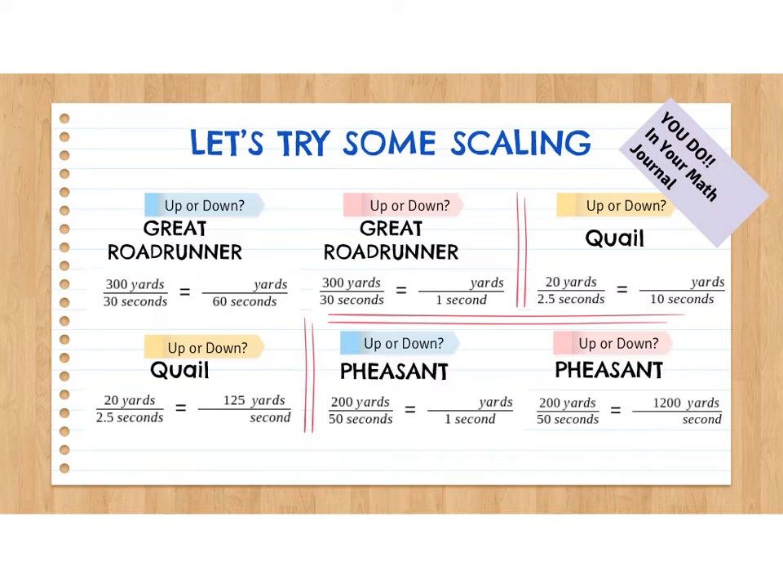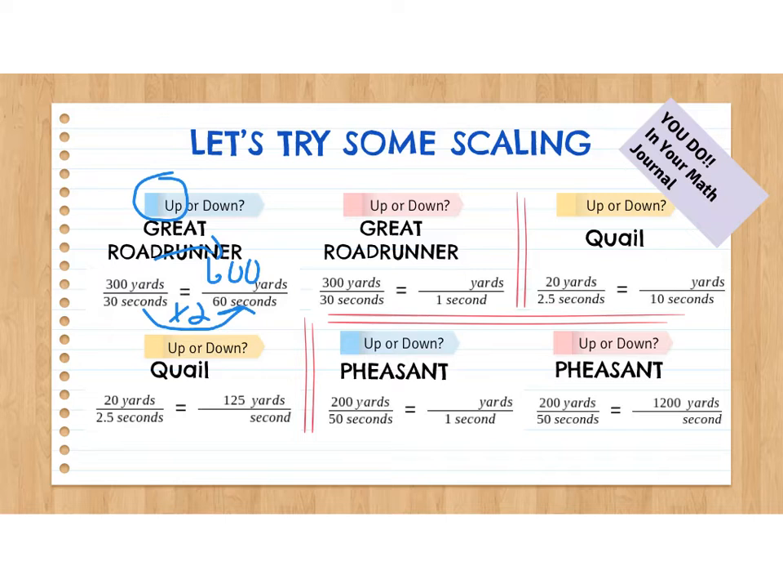The great runner. Are we scaling up or down in this situation? We're going to look at the relationship between the two ratios. The first ratio, 300 to 30, compared to the ratio of x yards to 60 seconds. So the relationship between 30 seconds and 60 seconds: 60 is 2 times greater. So since we're multiplying, we're scaling up. If we scale the bottom number, or the second number in the ratio, up by 2, we're going to scale 300 yards up by 2 to give us 600 yards.